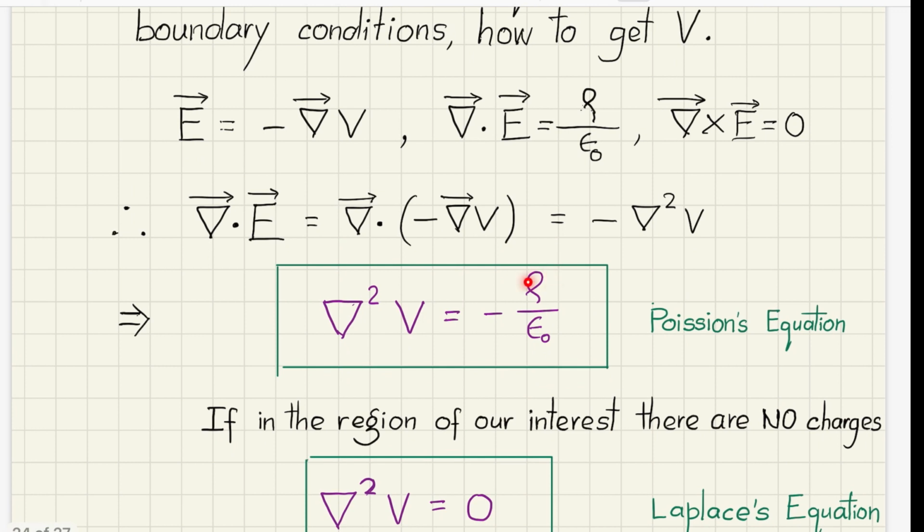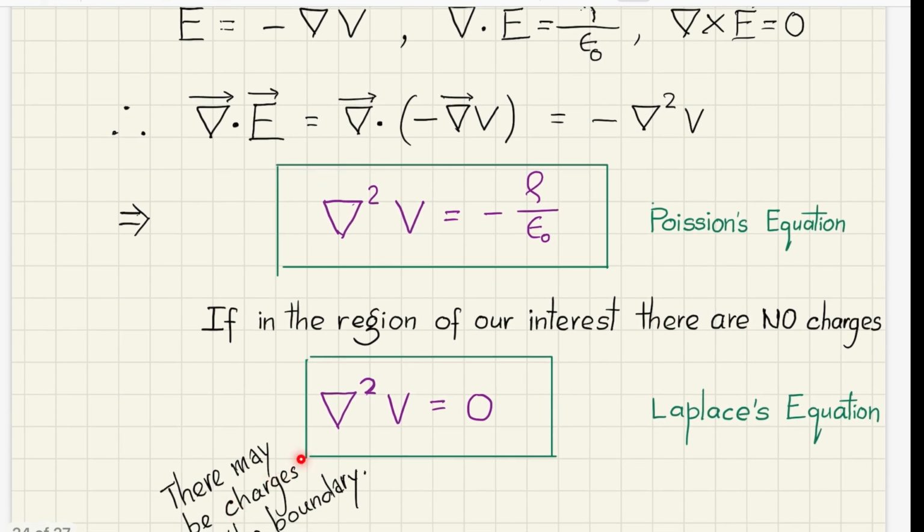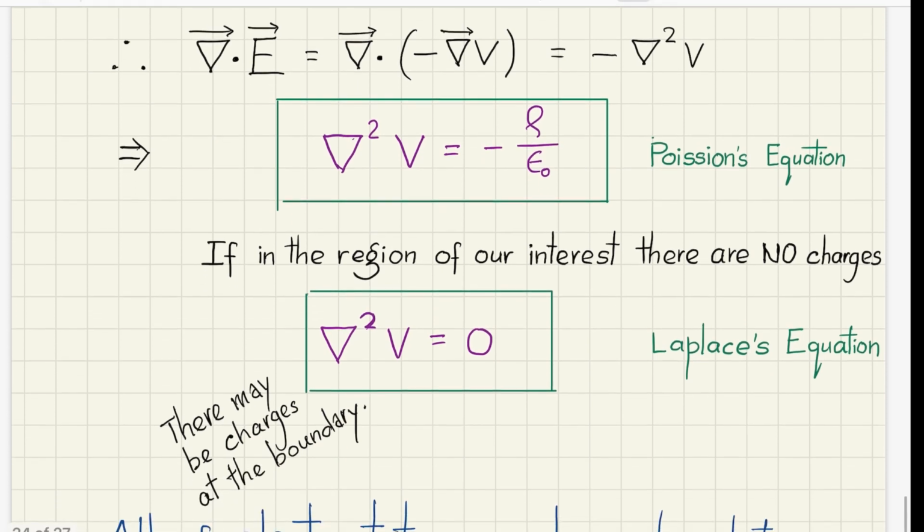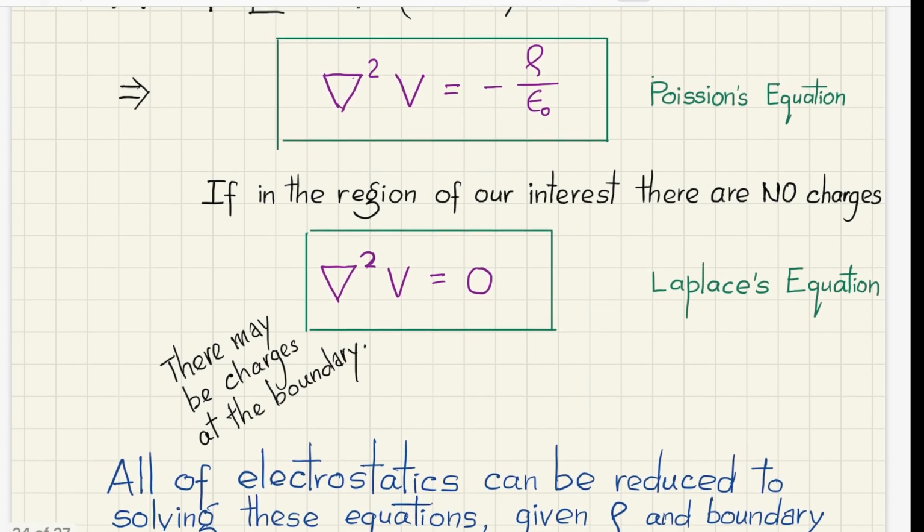Now there can be regions where there is no rho, and that is also an important condition. That's del square V is equal to 0. There are no charges. All right, and then del square V is equal to 0, and that's called Laplace equation. That's just a special case of Poisson equation. So there may be charges at the boundary, though. So given the boundary condition and del square V is equal to 0, our aim is to solve this. Okay, so in some sense, all of electrostatics can be reduced to solving these equations given rho and boundary conditions.